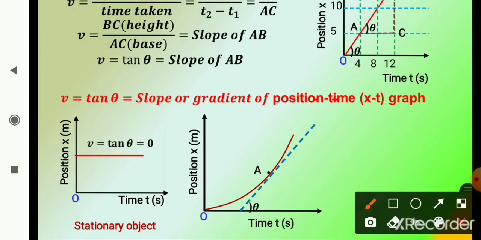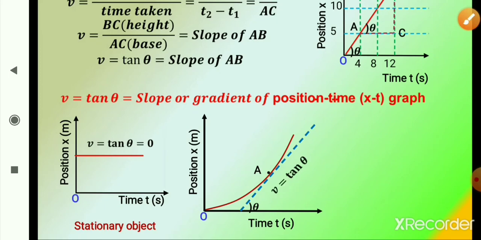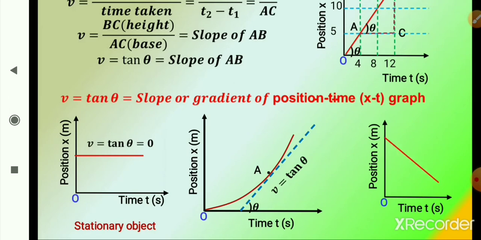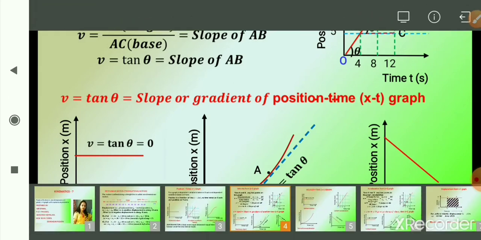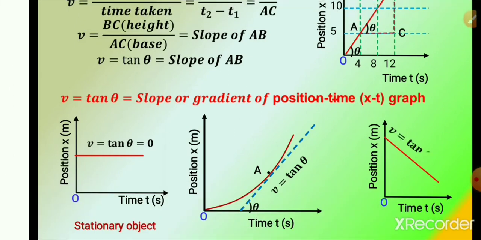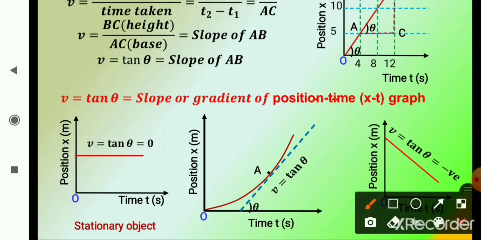This tangent is making angle theta with x-axis. So its slope is given by tan theta only. So here the velocity is equal to tan theta. And let me take one more. Now here in this graph the slope is negative. Here the slope of this graph is negative, so here the velocity is negative.